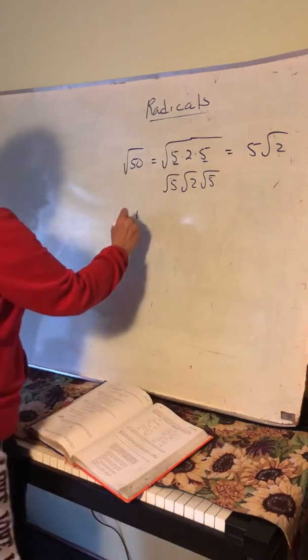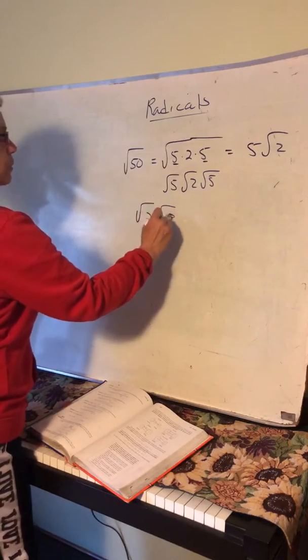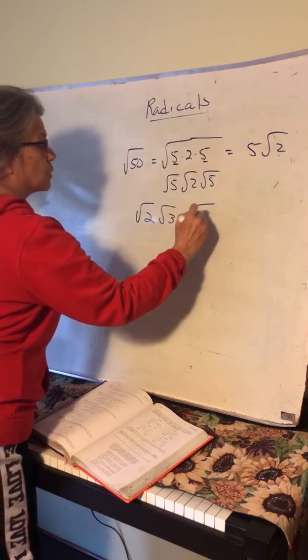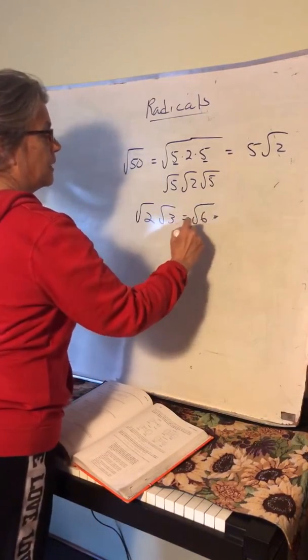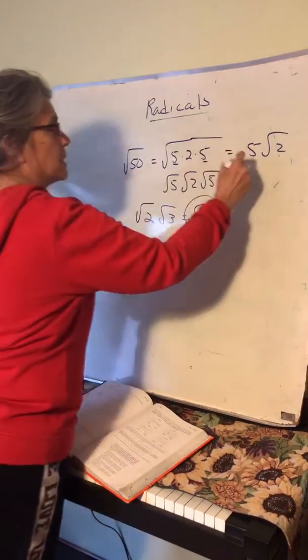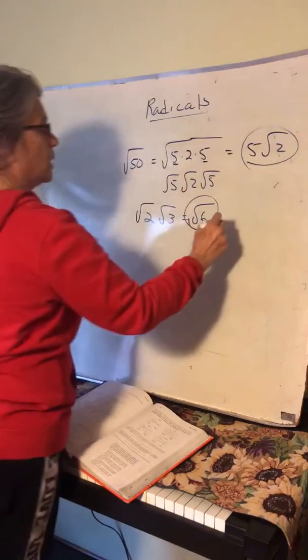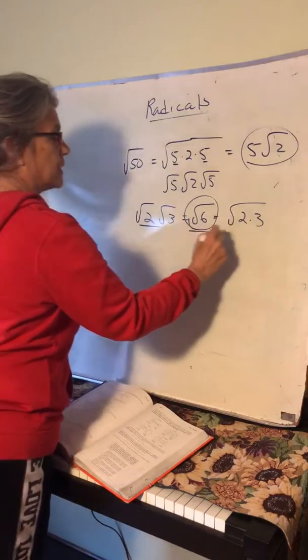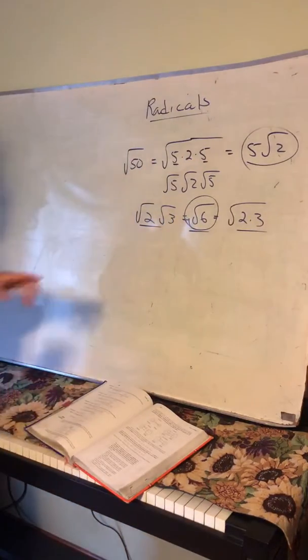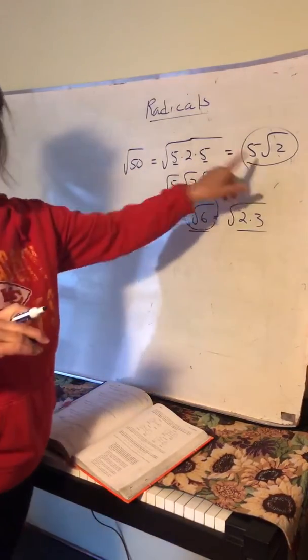So if you've got the square root of 2 times the square root of 3, that is equal to the square root of 6. Or it can be written, this is the simplified form, square root of 2 times 3. These are all the same, okay? Now, you want to get them to their simplified form.